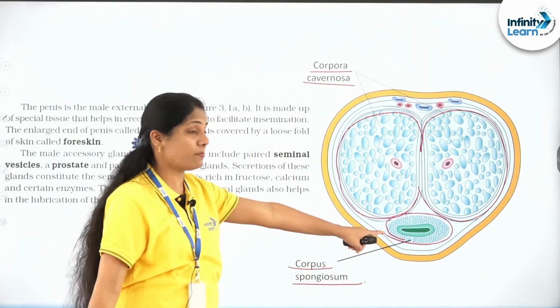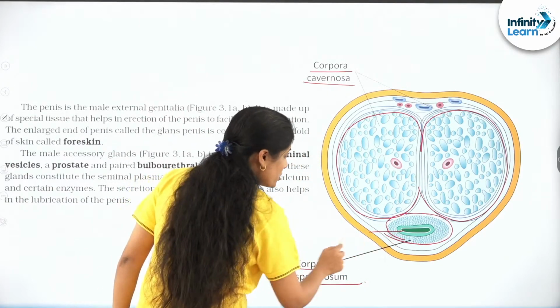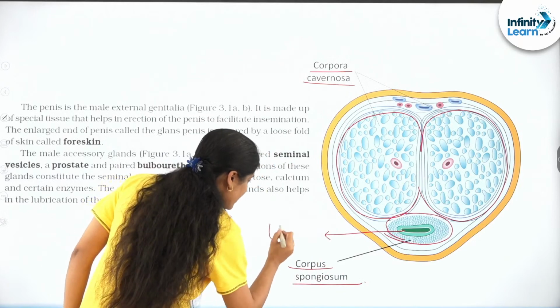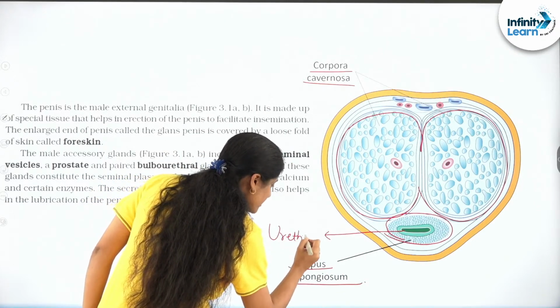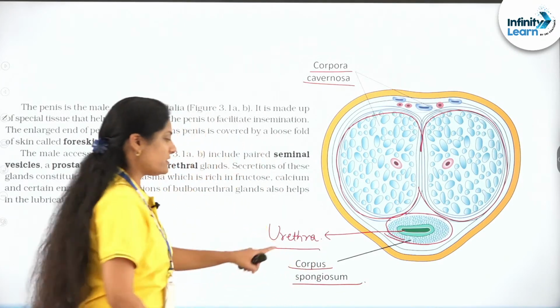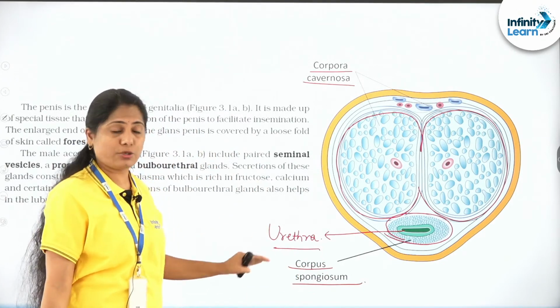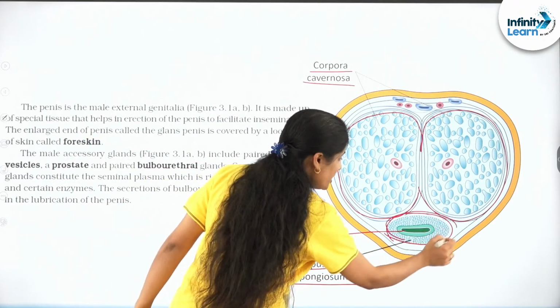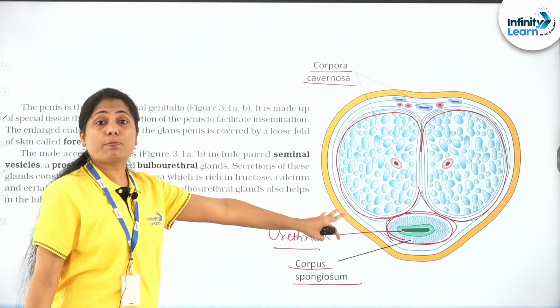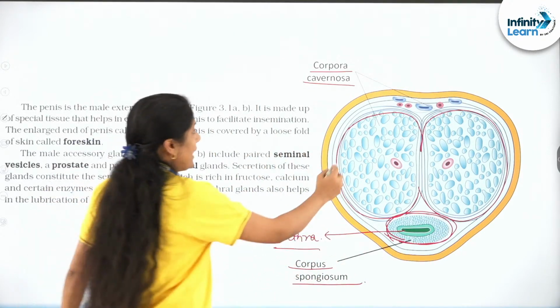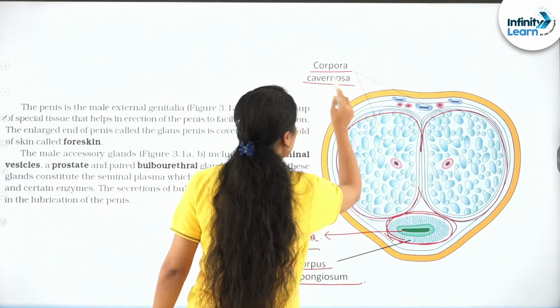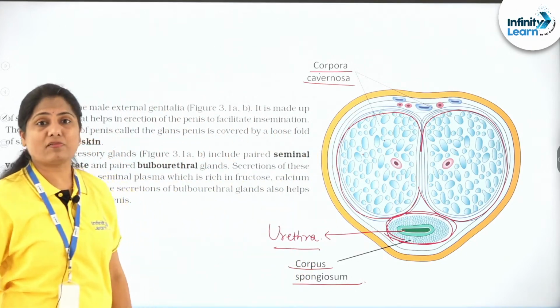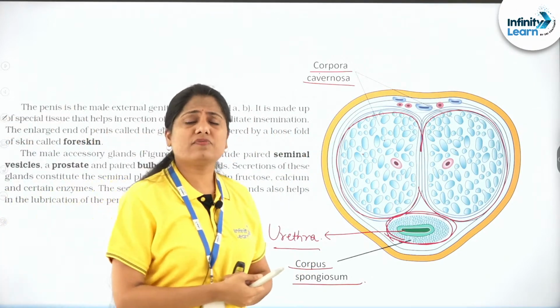Corpus spongiosum. This is through which urethra is passing, right? This is the urethra which is carrying both the sperm as well as urine. It's passing through the spongy tissue which is called the corpus spongiosum, and these are two cylindrical columnar corpora cavernosa. What is the function of the spongy tissue?